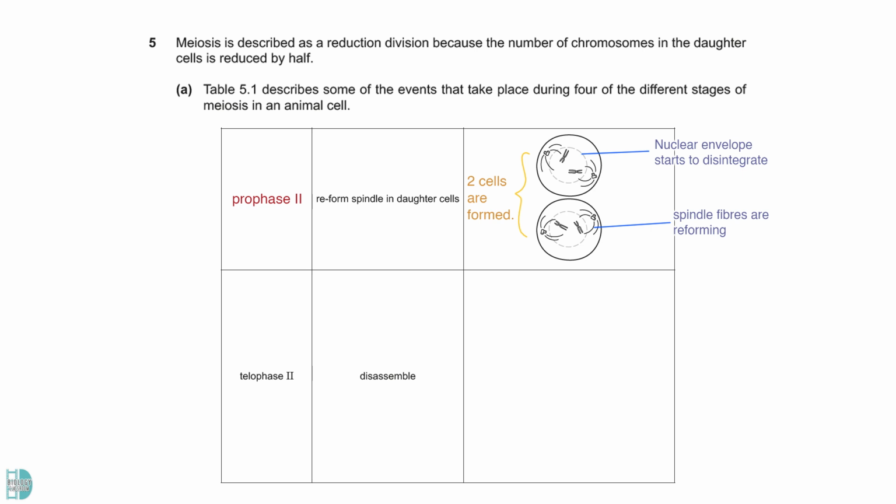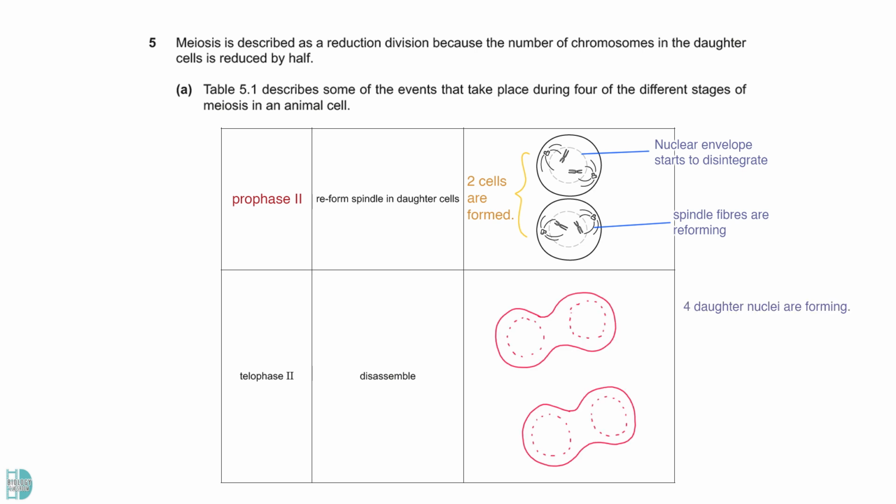In telophase 2, 4 daughter nuclei have been formed. However, the cells are not fully separated since cytokinesis has not occurred. 2 single chromosomes are found in each nucleus as the sister chromatids have separated during anaphase 2. The nuclear envelope is reforming as well.